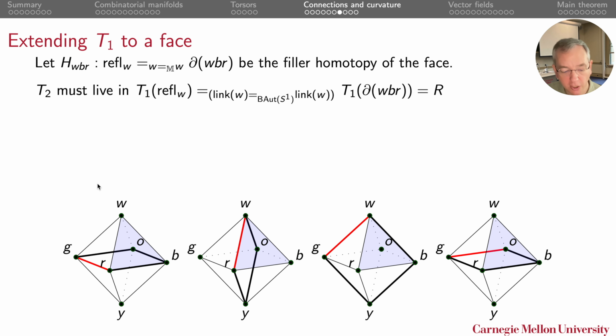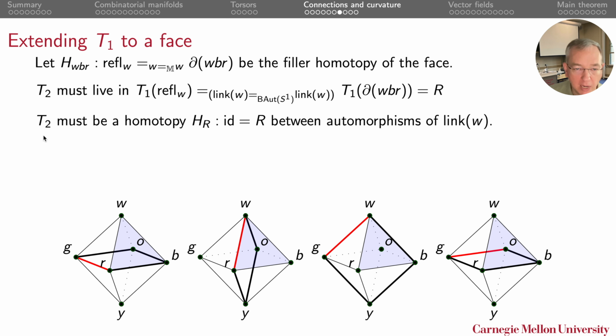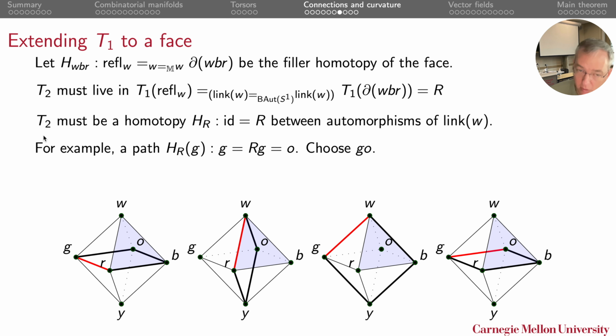So therefore, T2, if it's to extend T1, has to be like a natural transformation. It has to take us from T1 of this path to T1 of that path. T1 of this path is the identity, and T1 of this path, the loop, is R. So T2 would have to be a homotopy, let's call it H big R, from the identity to R. That will be a homotopy between identity and rotation. So it's a path in the automorphisms of the link of W. Well, that's pretty easy to construct. Again, though, we have some freedom here.